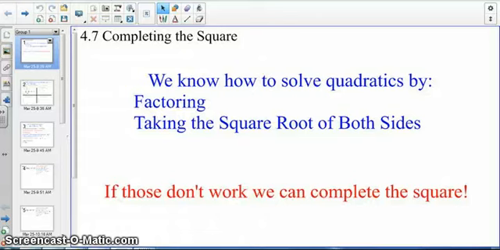Today we are going to go over a method of solving quadratics called completing the square. We know how to solve quadratics by factoring. We've solved quadratics by taking the square root of both sides. If those don't work, then what we can do is called completing the square.